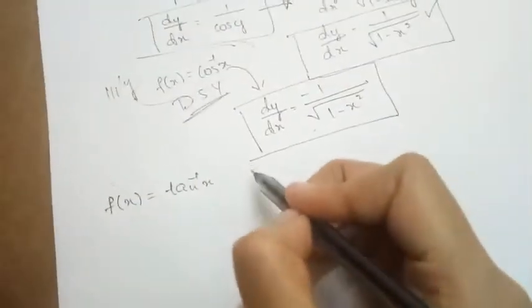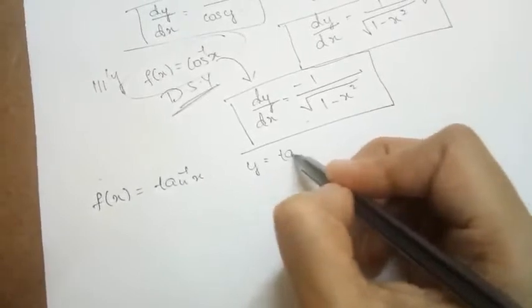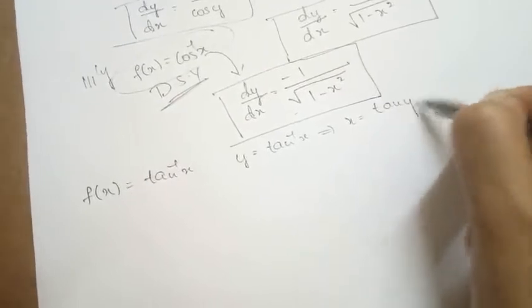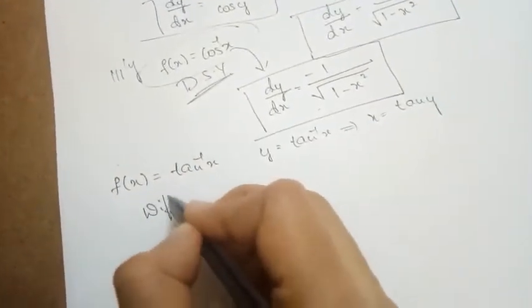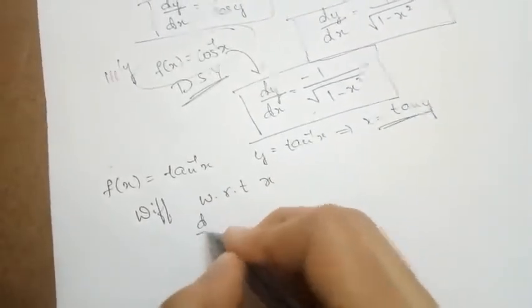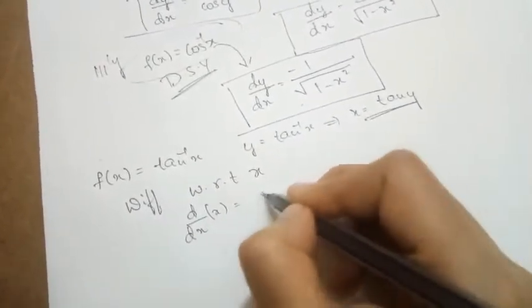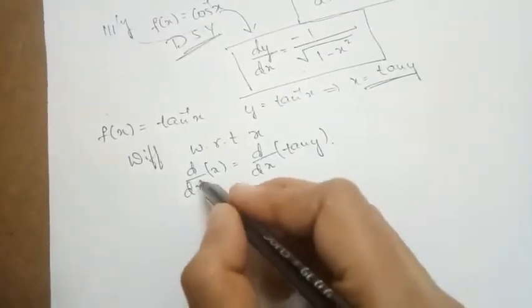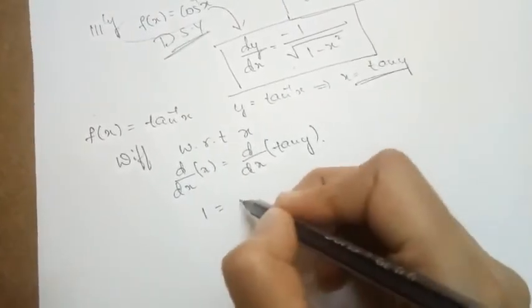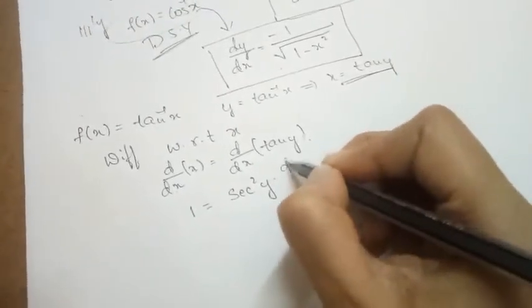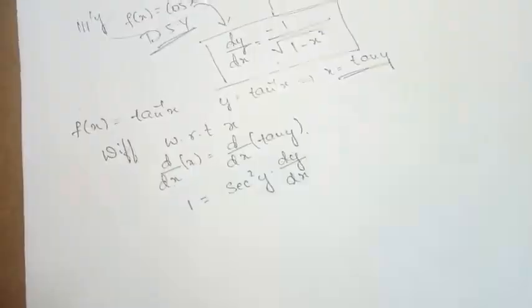I can take y = tan⁻¹(x), and write it as x = tan y. Now I am differentiating x = tan y with respect to x. d/dx of x is equal to d/dx of tan y. The differentiation of x with respect to x is 1. The differentiation of tan y is sec²y, and we are differentiating that variable with respect to x.